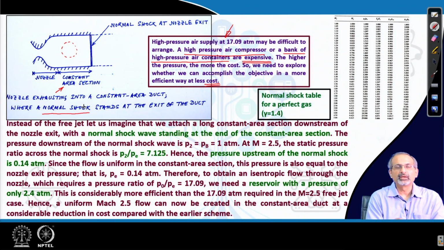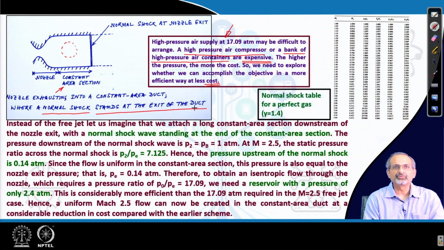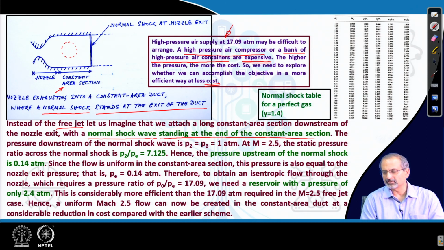I do not want to create a supersonic jet which goes into the ambient, but rather I would use a normal shock at the exit of this duct and then try to figure out what does it do to my pressure requirements. So, that is the question I ask. So, instead of the free jet, we are attaching a long constant area section which is more like the test section downstream of the nozzle exit, and then we are going to create a normal shock wave at the end of the constant area section. What is the outcome?